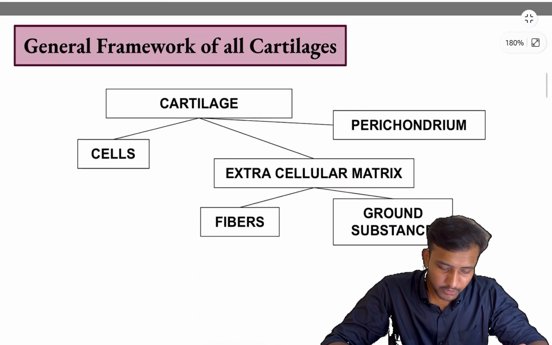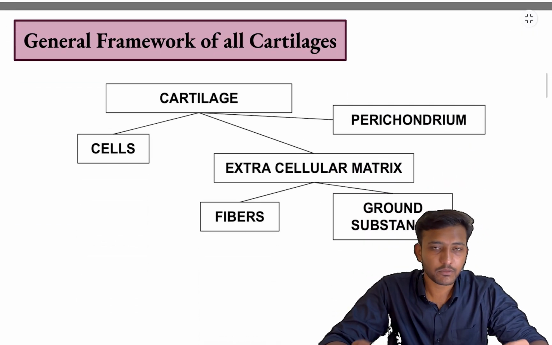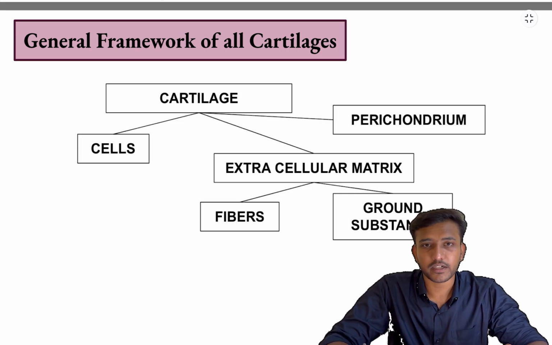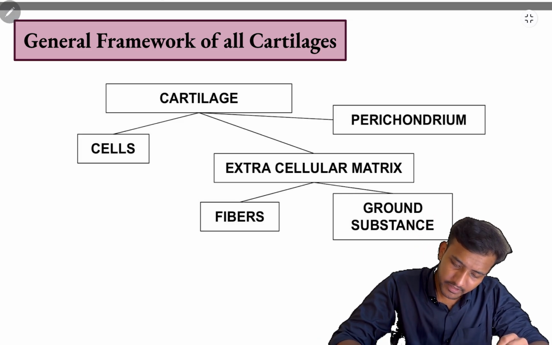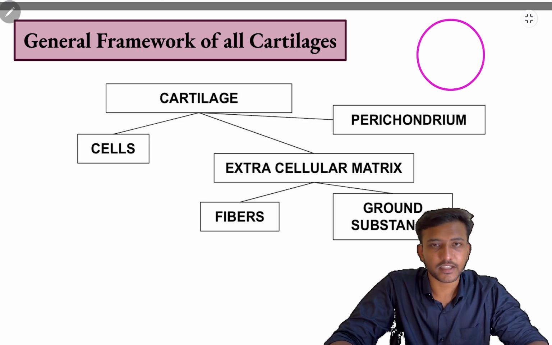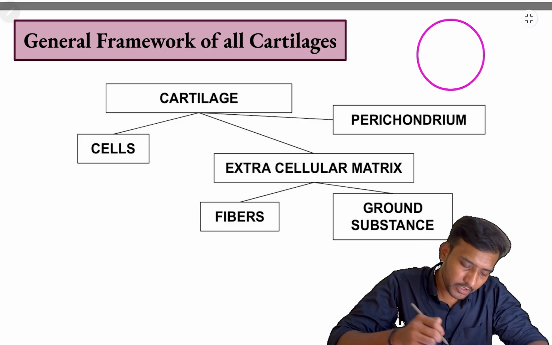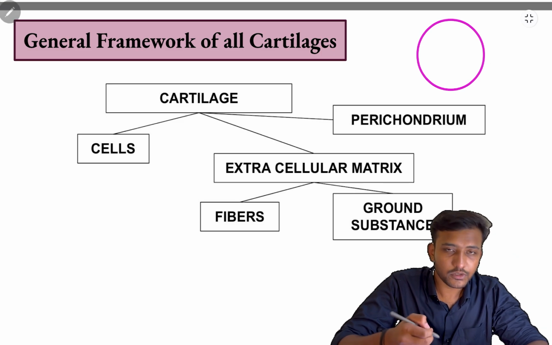Now after knowing about the examples, I would want you guys to have an idea about what is the general framework of the cartilage. Now if I say this particular thing over here is a cartilage, what all the things should be there to say it is a cartilage? Now whatever the tissue in our body, even the cartilage is also a tissue, right?